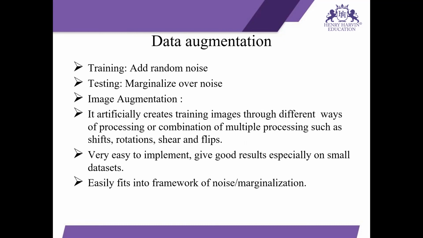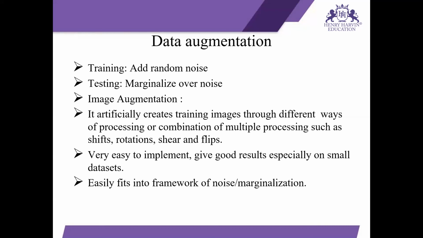In training, we add random noise, and testing will marginalize over noise. Then we do image augmentation. It artificially creates training images through different ways of processing or a combination of multiple processing steps like shifts, rotations, shear, and flips. It is very easy to implement and gives very good results, especially on small data sets.